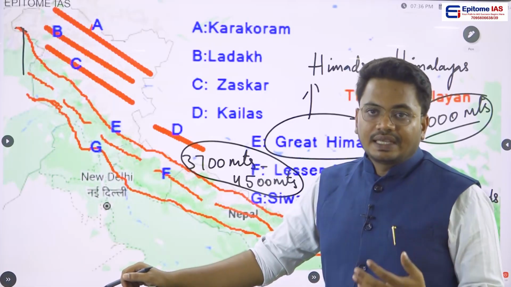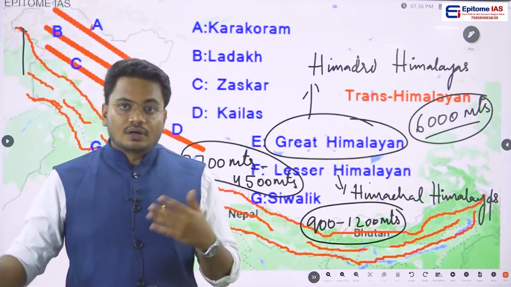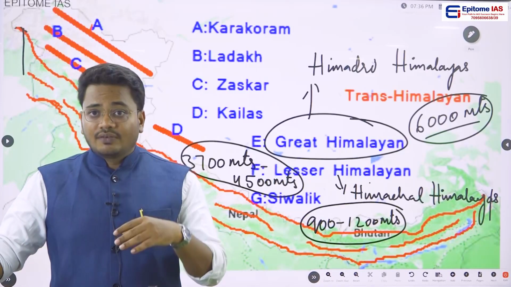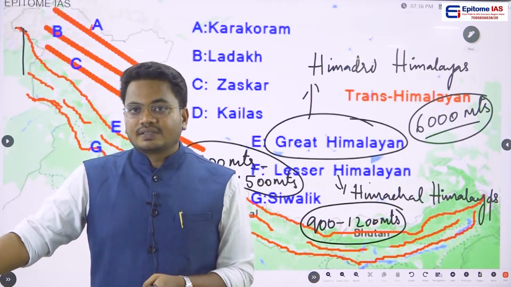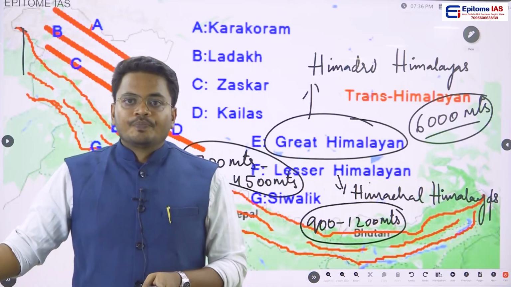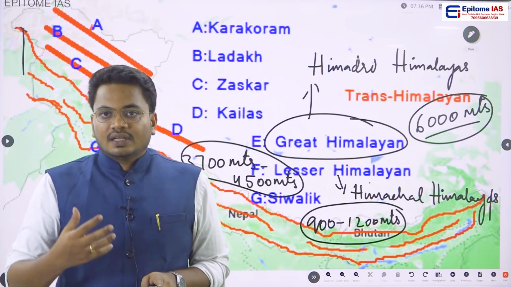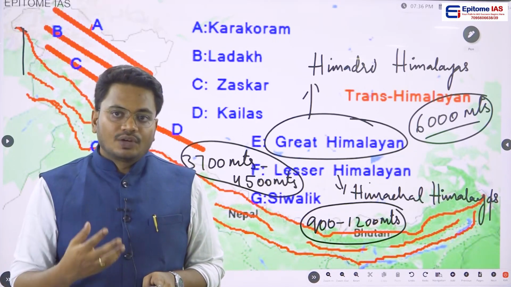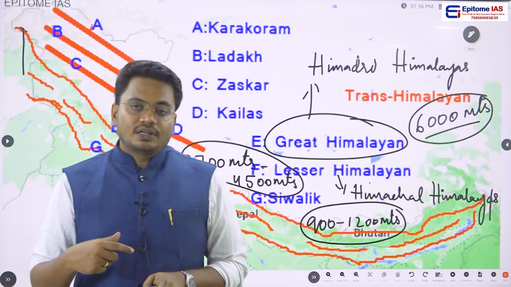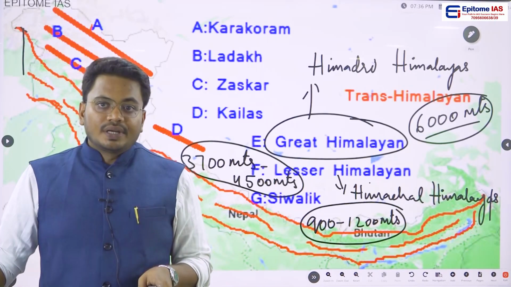Now, if you quickly recap, the first parallel range would be Himadri Himalayas. The second parallel range is Himachal Himalayas. The third parallel range is Shivaliks. And the average height of Himadri Himalayas would be how much? Some 6,000 meters, right? And the Himachal Himalayas, the average height would be 3,700 to 4,500 meters. And the average height of Shivaliks would be from 900 to 1200 meters, right?